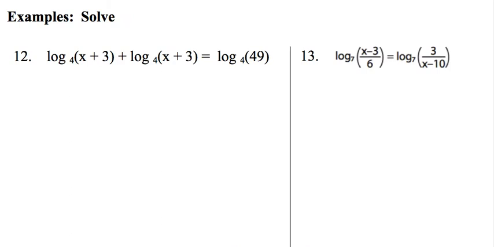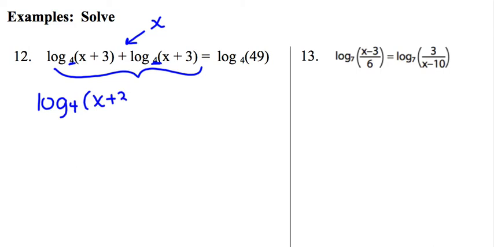All right. So here are a couple more logarithms. What's different about this problem than the previous one is we have two logarithms here. We got to combine them back together into one, so then we can use the one-to-one property. So I have a logarithm base 4 plus another logarithm base 4, and as an operation of plus, so to combine them back together, we multiply. So we have a logarithm base 4 of x plus 3 times x plus 3. And we're going to leave the right-hand side alone.